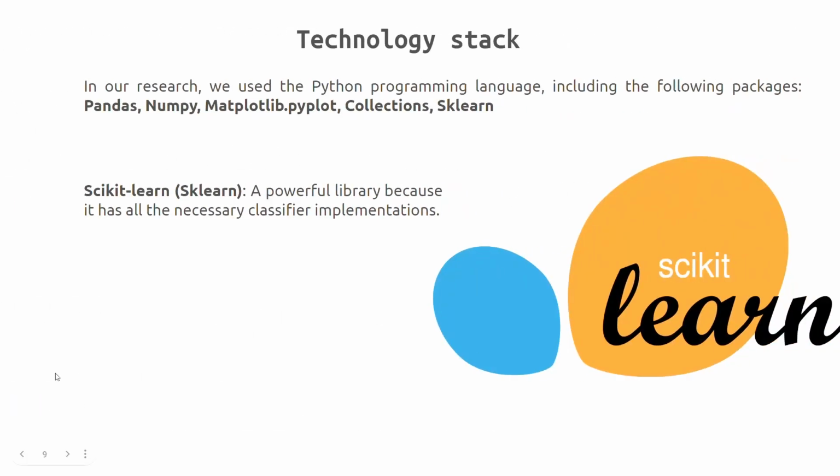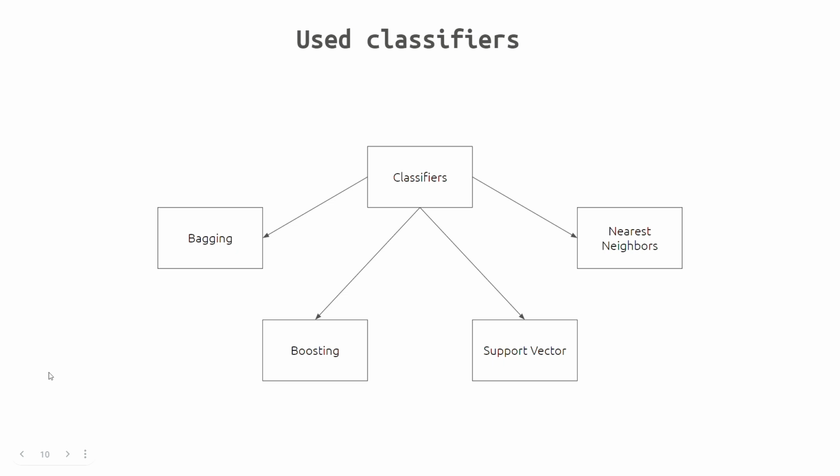In our research, we use the Python programming language, which includes the following packages: pandas, numpy, matplotlib.pyplot, collections, and scikit-learn. We use scikit-learn because it is a powerful library that has all the necessary classifier implementations. We used bagging, boosting, nearest neighbors, and support vector classifiers to analyze encephalography data. Each of these classifiers has its own unique features and way of working.